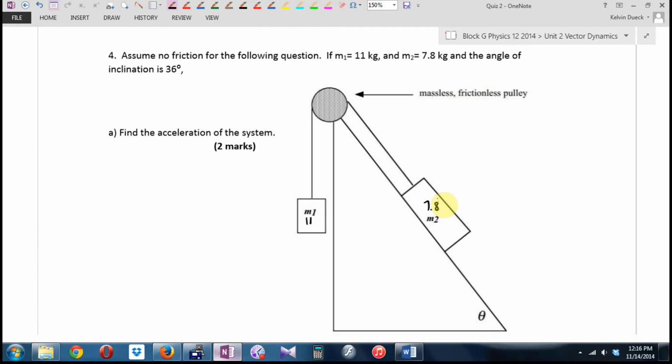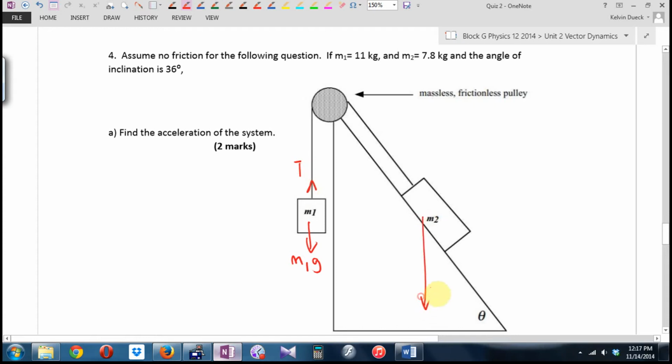So, I'm going to guess m1 is the winner. If I guessed wrong, I'd get a negative answer, and I'd quickly flip everything. I've shown you how to do that. So, free body diagram: I have M1G, tension, M2G, normal force number 2. Friction? No, it says no friction for this part.